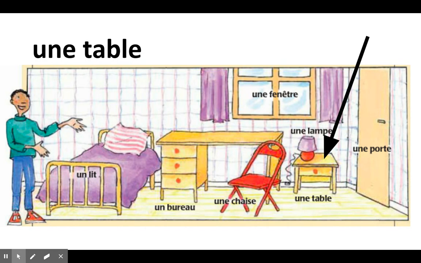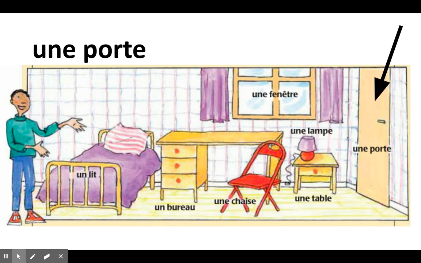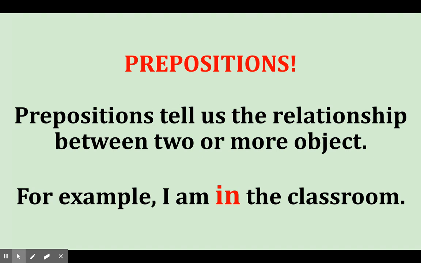Une table. Une porte. Fantastic. Now, we've learned a whole bunch of objects and places to put them and put them next to each other, in front of each other, behind each other. These words are called prepositions. So prepositions tell us the relationship between two or more objects.